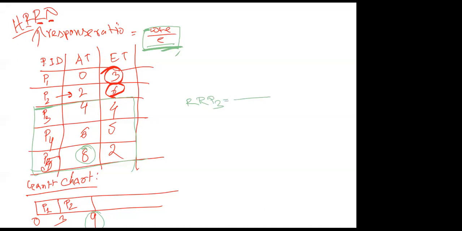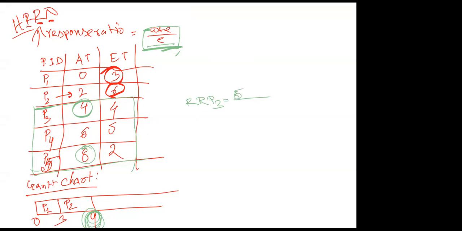How do we calculate the waiting time? The process arrives at time unit 4, and the current time is 9. So how long has it already waited? 9 minus 4 is 5 time units.